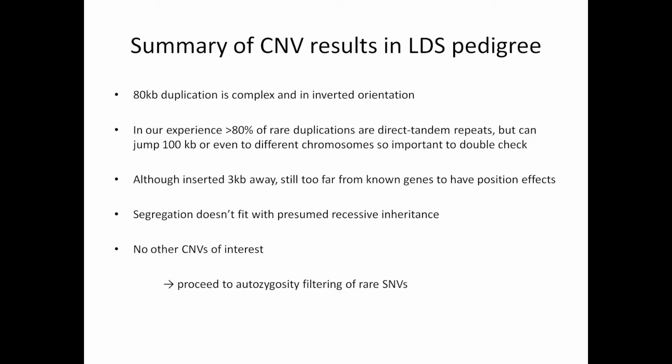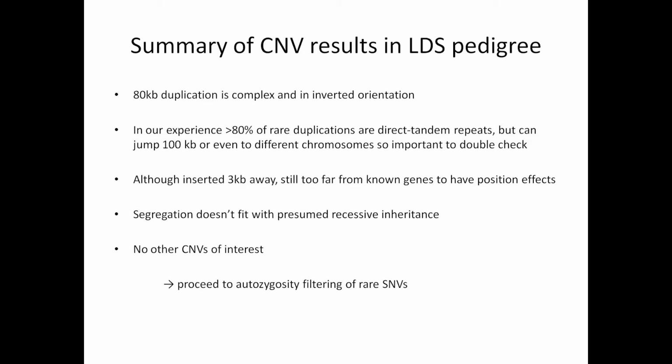This was an 80 kb duplication that was complex and in an inverted orientation. We've looked at a few of these now, and about 80% seem to be in the common standard tandem repeat orientation. So it's the other 20% that whole genome sequencing is quite useful for. As you've seen, they could be inverted, or they could jump much further, 100 kb down the chromosome, or even to a different chromosome. Whole genome sequencing allows you to check this.